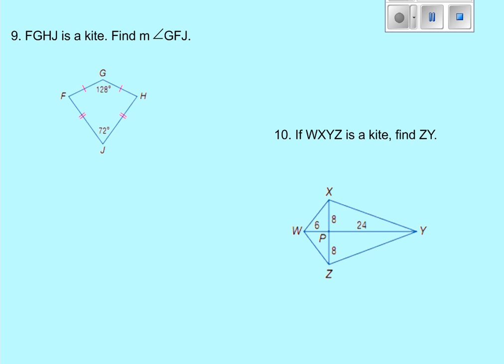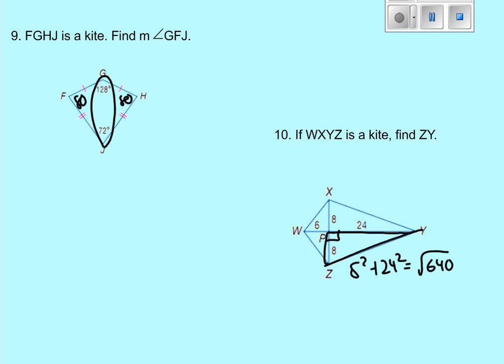So FGH. So I got to take whatever I got left minus that and divide it by 2. So that makes that 80, that 80. So if this is a kite, find ZY. So again, it's a right triangle. So 8 squared plus 24 squared. Take the square root of that. Equals square root of 640. And I get 25.298.